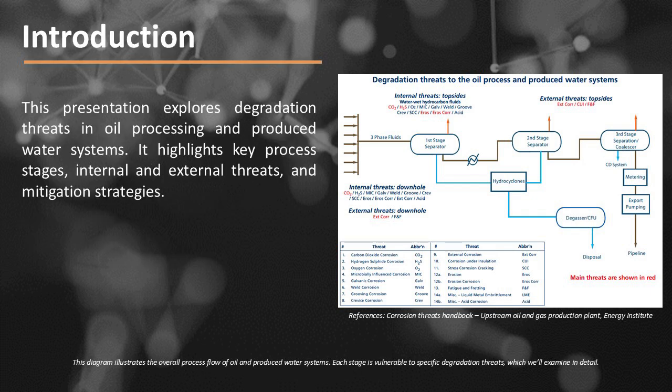Introduction. This presentation explores degradation threats in oil processing and produced water systems. It highlights key process stages, internal and external threats, and mitigation strategies. This diagram illustrates the overall process flow of oil and produced water systems. Each stage is vulnerable to specific degradation threats, which we'll examine in detail. This diagram refers to Corrosion Threats Handbook, Upstream Oil and Gas Production Plant by Energy Institute.